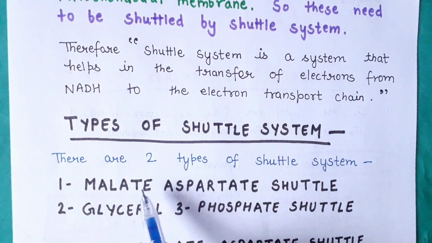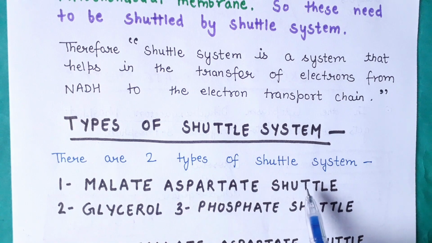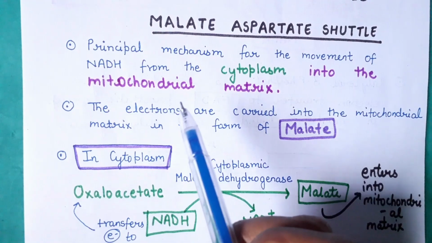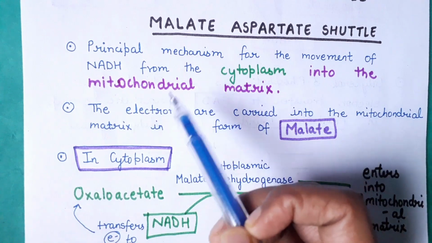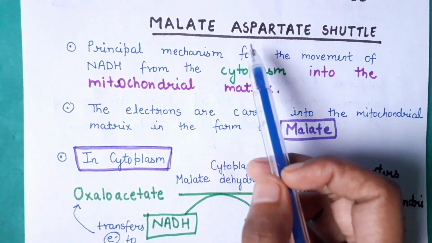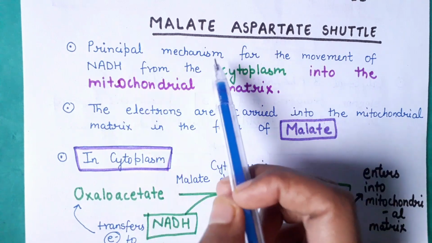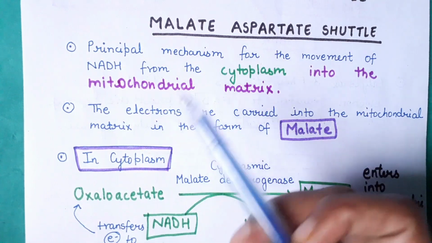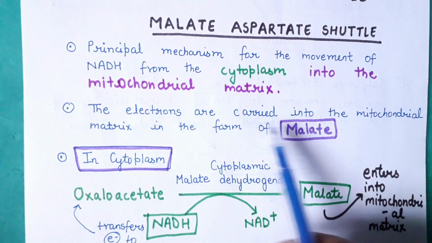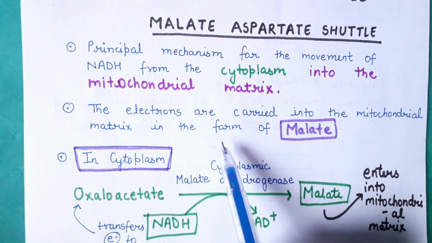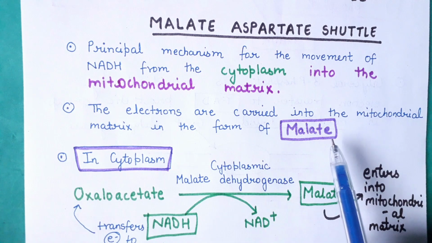The first one is the malate aspartate shuttle, and the second one is the glycerol 3-phosphate shuttle. The malate aspartate shuttle is the most commonly used shuttle system. It is the principal mechanism, which means that it is mostly used. The electrons are carried into the mitochondrial matrix in the form of malate.